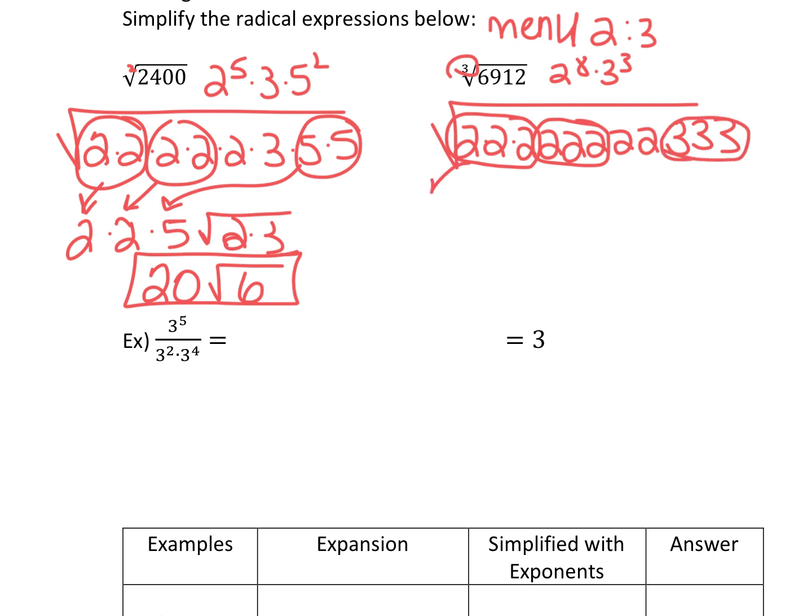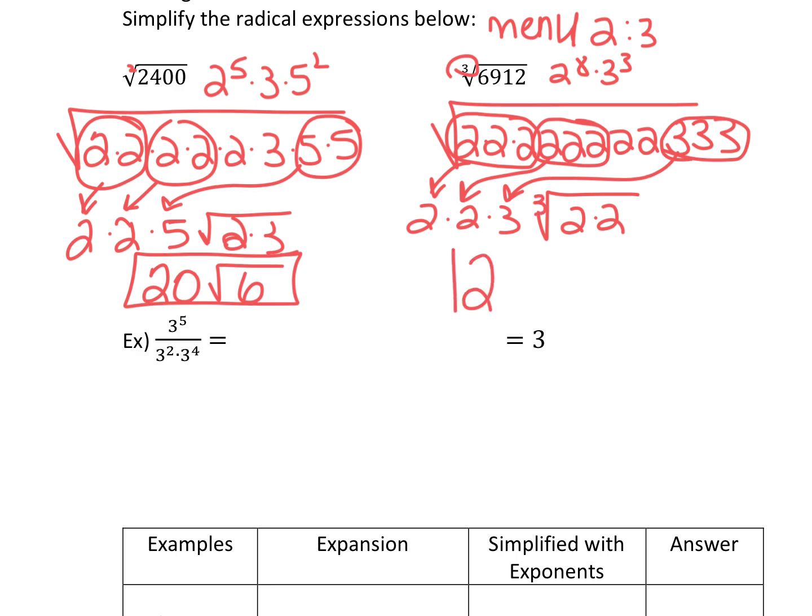And remember, our groups always go outside one time. So even though there's 3 of them, they're only going outside once, and our singles stay in. 2 times 2 is 4, times 3 is 12. Now I do have to put this little bitty 3, that is my root index, and 2 times 2 is 4.